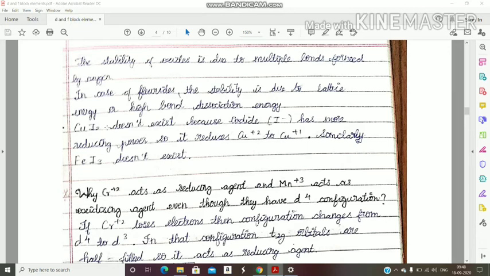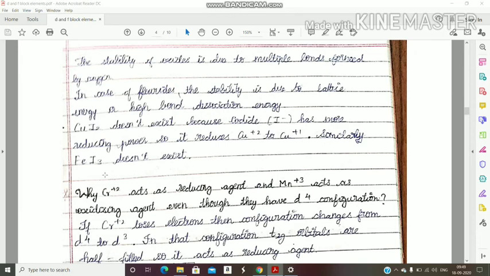I just repeat once again, this is very important. One more question: why does CuI2 not exist? What is the answer? In case of CuI2, iodine has -1 oxidation state, since it has more reducing power. Reducing power means the tendency to give electrons to copper, not only copper, other substances also. Then automatically the oxidation state of copper reduces from +2 to +1. In this case, copper has +2. If the oxidation state decreases, automatically CuI2 becomes CuI. That means CuI2 does not exist.